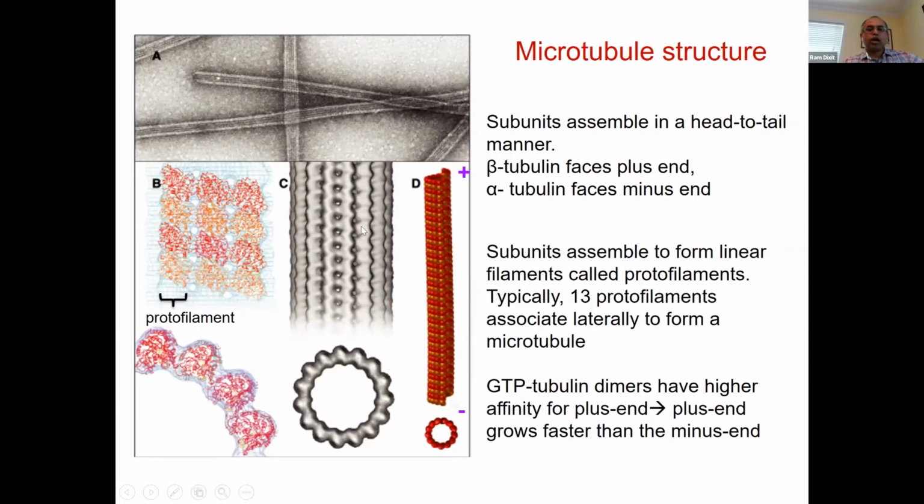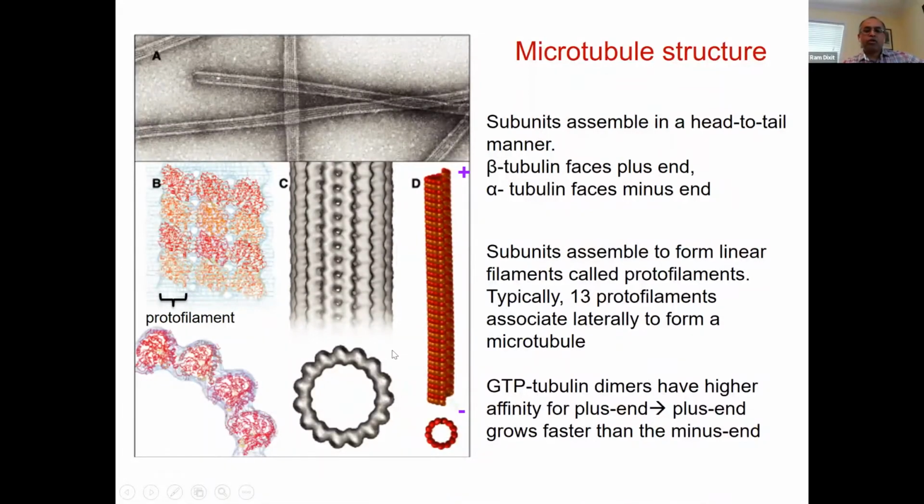Now, if you look at the structure of the microtubule, the actual cylinder structure of the microtubule, you can see in panels C and D, they consist of these individual linear filaments that are called protofilaments. So I've highlighted one of them here at A. So there's 3 protofilaments shown here. You can see they're associated longitudinally, laterally, right? So typically in most cells, there are 13 protofilaments that associate laterally to form a microtubule.